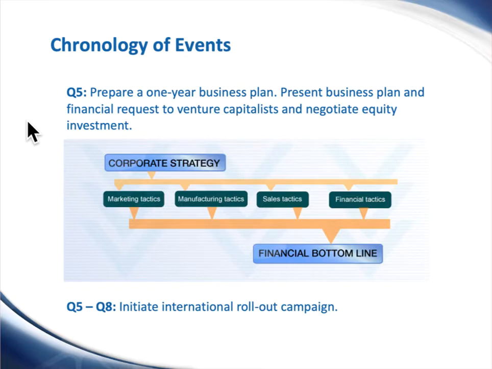So your corporate strategy with the marketing tactics, manufacturing tactics, sales tactics, financial tactics, which influence the bottom line, are at the core of your presentation for the venture capitalists. That is a very tough task, because not only do you have to prepare your strategic business plan, but you also have to prepare the tactical plan for quarters 5 through 8, and these two plans must be in sync.